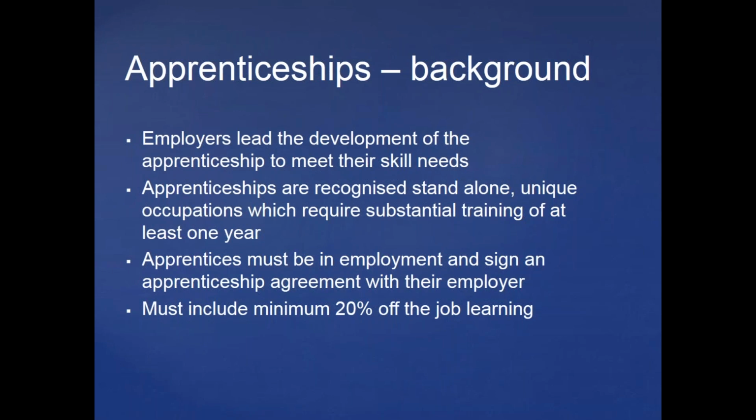So apprenticeships are standalone, unique occupations which require substantial training of at least 1 year. And that's a really important point because it means that the apprenticeship must be a minimum of 12 months. And so any apprenticeship that's related to ACP must be a minimum of 12 months, and that will appear as part of the apprenticeship programme.